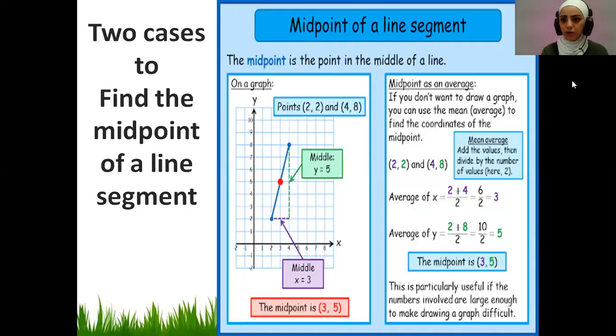So in the end, you have 2 ways to find the midpoint of any line segment. You can use the graph directly, count the spaces and find the middle, or you can use the average or the formula, x1 plus x2 over 2, y1 plus y2 over 2, okay? We prefer using the formula when you don't have the graph. You can deal with the pairs easily.